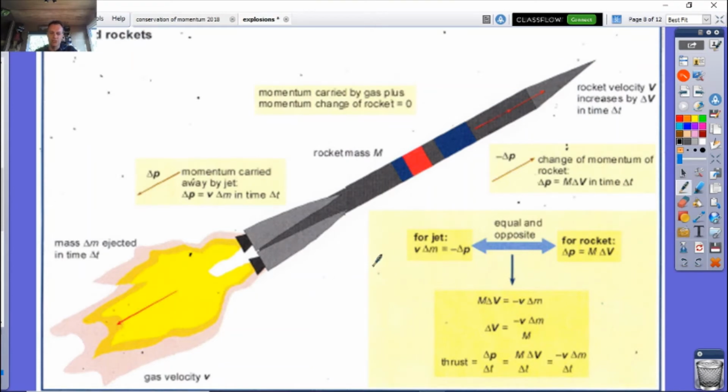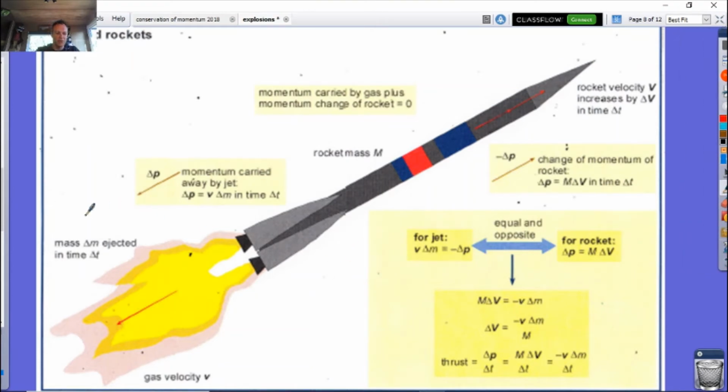Okay, now here's your rocket. Now, as I mentioned before, these are going to be ejected at delta m, and it's going to happen in delta t. Okay? Therefore, doesn't it make sense? Momentum is going to be mass multiplied by velocity. Well, the change in momentum, which is going to be delta p, is dead easy. Isn't that going to be your v, because they're going out at velocity v, multiplied by the change in mass, i.e. the mass ejected in time delta t, sorry. Okay?